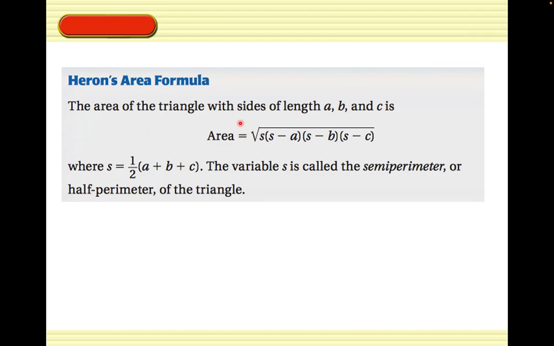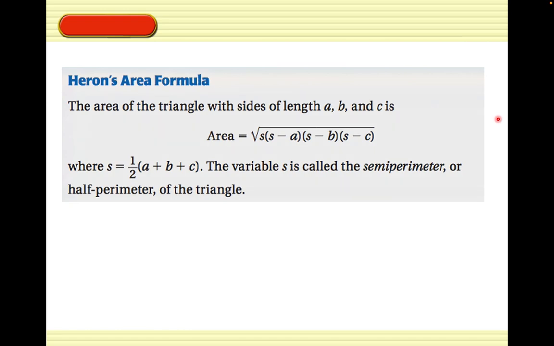I want to find the area of the triangle. To find the area of the triangle, I need what we call the semi-perimeter. That's that S that's down below there. So S is going to be equal to 1/2 the sum of A, B, and C. So I'm going to add up A, B, and C, which are the lengths of the sides, divided by 2. Now that's what we call a semi-perimeter. It is not the average. Now A plus B plus C is a perimeter, but this is a semi-perimeter.